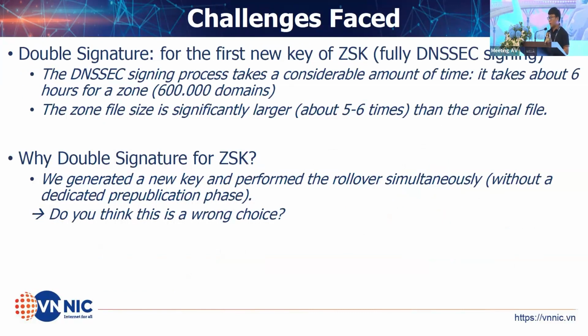So we have some challenges. The first challenge we're facing is about the double signature. I told you that we use the first new key for the ZSK rollover, because we use a double signature, and then the size of the zone is very big and it takes a long time to roll over this zone. But it does not affect the end user, and we can resolve it ourselves.